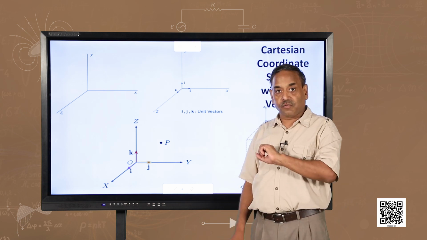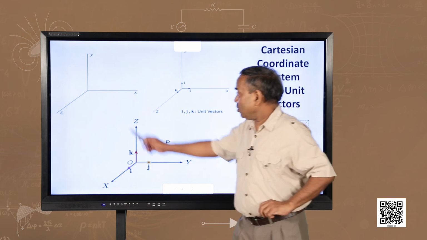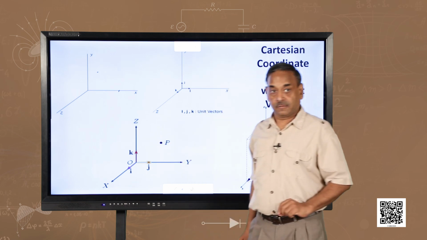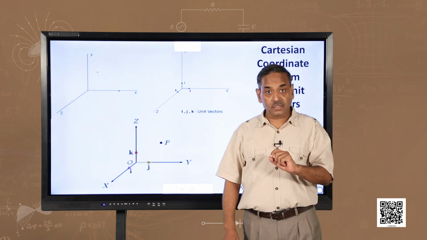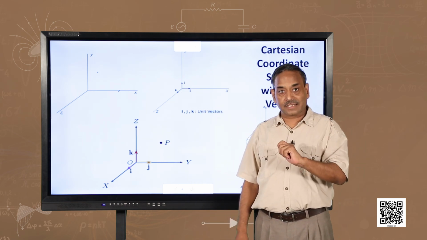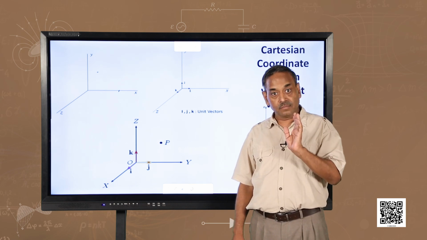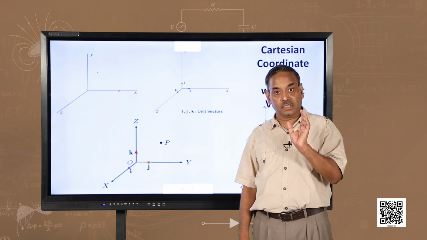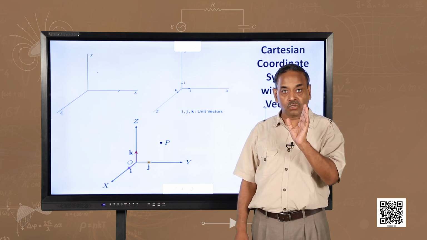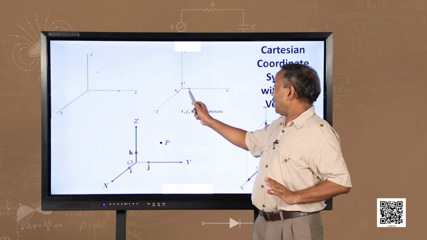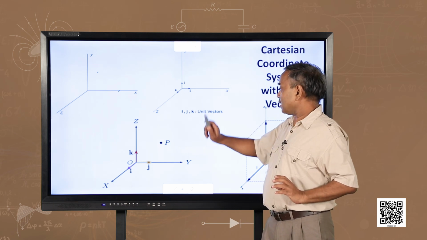Now, let us define three unit vectors along the x, y and z axes. Here, a unit vector along the x axis means the vector which is along the x axis and whose magnitude is unity, means 1. So, look at this, the i vector is like this.